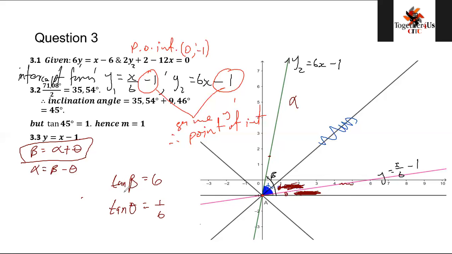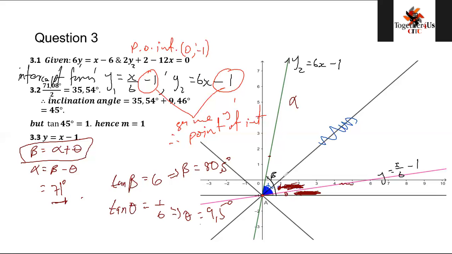That's all you had to do at this point, find your beta. If we take arctan of 6, this implies that beta is 80.5 degrees. Then this one here implies that theta is what? Let's see here on the calculator. Theta is actually 9.5 degrees. Now, we said alpha is what? Beta minus theta. So let's say 80.5 minus 9.5. This is 71 degrees. That's it.